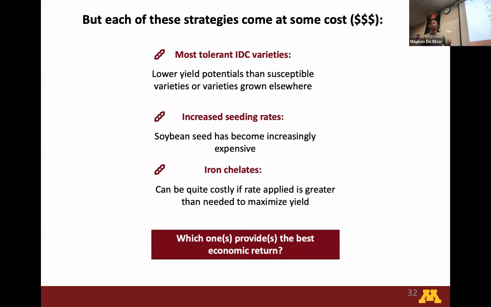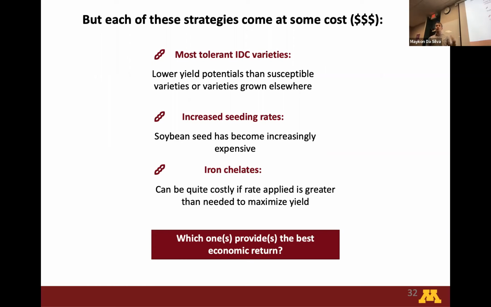However, as I mentioned in the introduction, each of these management strategies comes at some cost. For example, today's most tolerant IDC varieties come with some yield penalty relative to varieties grown elsewhere. Increased seeding rates significantly increase grain yield and reduce IDC symptoms, but soybean seed has become increasingly expensive. Iron chelates have been a game changer for farmers in the most heavily affected areas, but they can be quite costly at effective rates. So which one or which ones provide the best economic return?